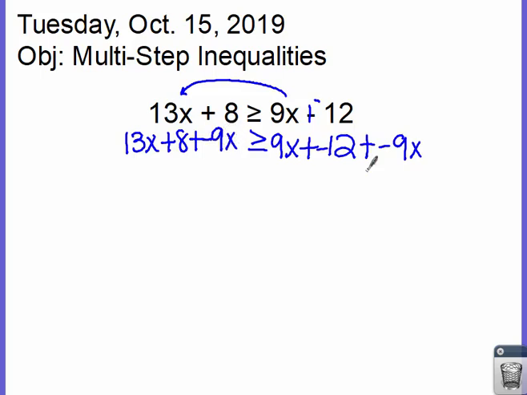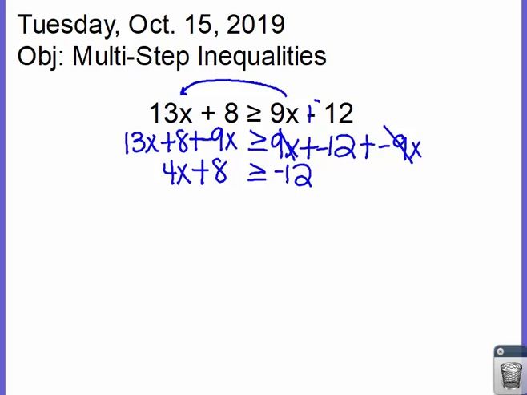So I go back to the right side. I see my 9x's cancel out because I moved them to the left. I bring down my inequality symbol. I'm left with negative 12 on this side. And I have 13x plus 8 plus negative 9x. I see that I have two I can combine. So the 13x plus the negative 9x will give me 4x. And I bring down my plus 8.